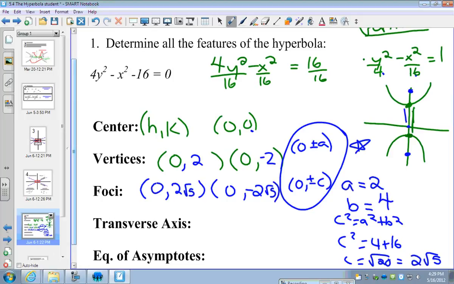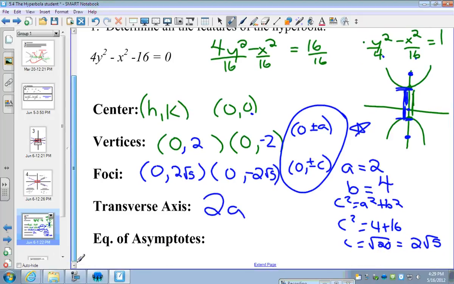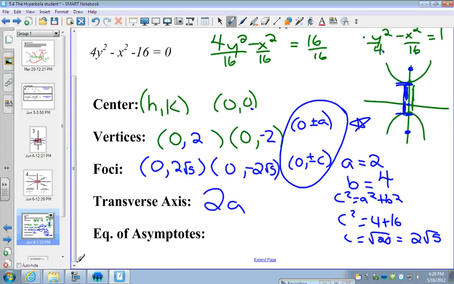My transverse axis, so this length is going to be a plus another a. That total length is going to be 2a. Then the equation of my asymptotes.